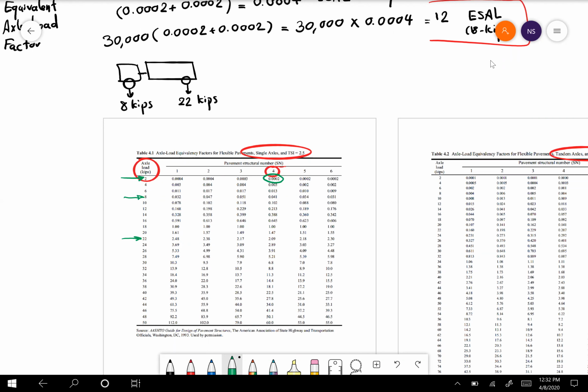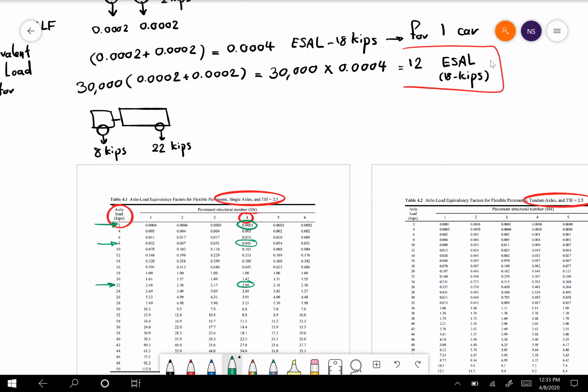So again, with the same assumption of SN, the initial assumption was 4. For 8 kips, we had 0.041, and for the 22 kips, we have 2.09, right? So the equivalency factor for this one is 0.041. That's the equivalent single axle load factor. And the EALF for this one is 2.09. So it means that one passing of one single unit truck is equivalent to 0.041 plus 2.09 of an 18 kips ESO, right?